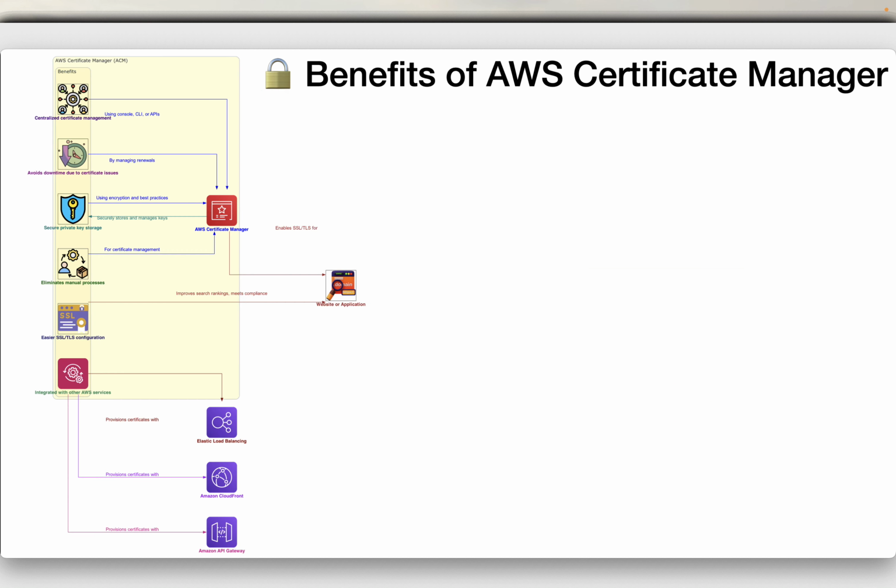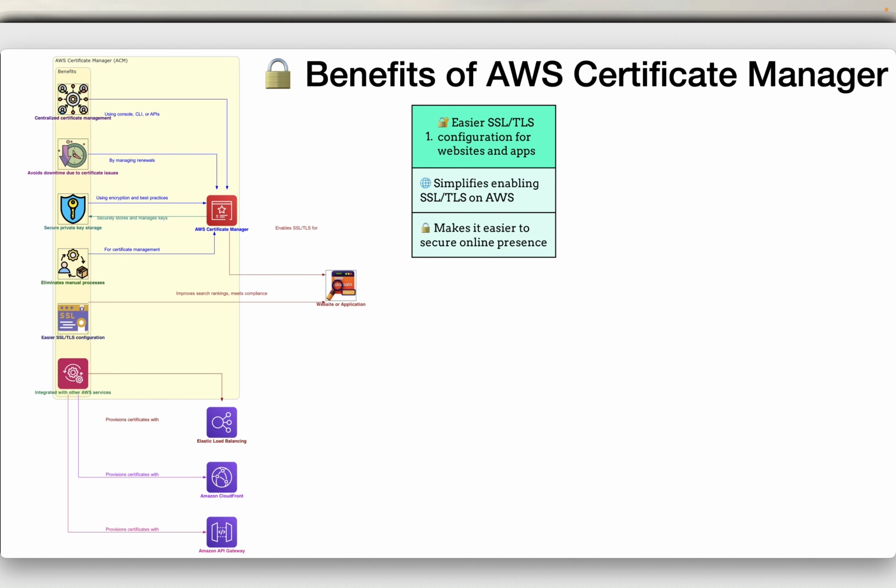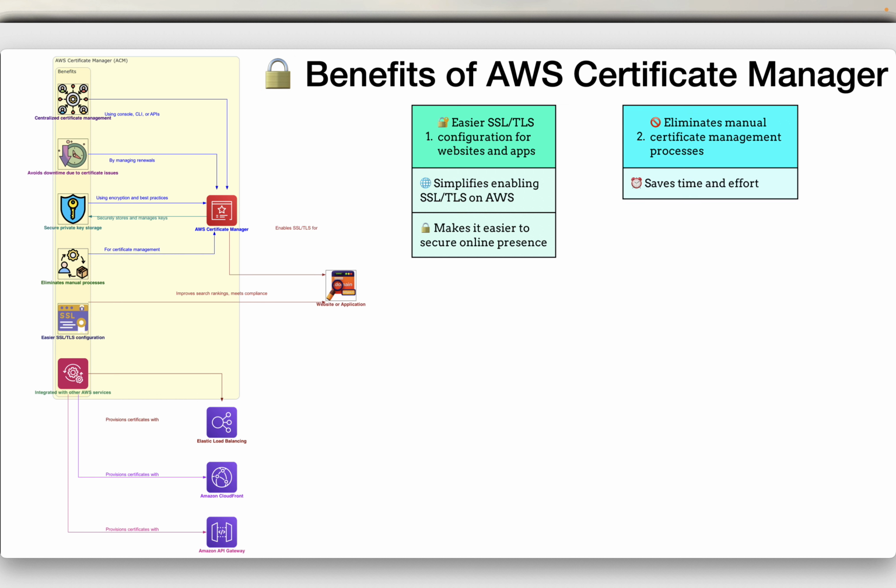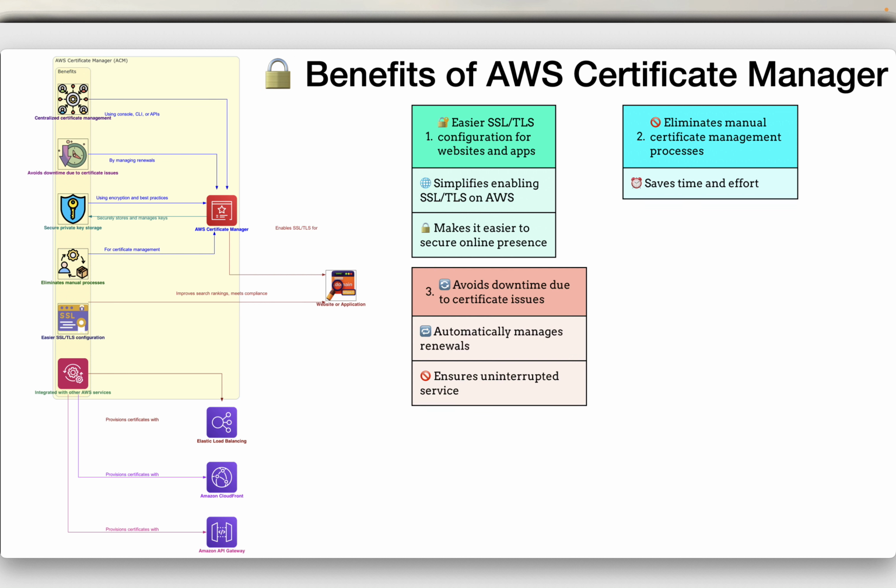Okay, next is benefits of AWS Certificate Manager. First one is ACM simplifies the process of enabling SSL/TLS for websites or applications on the AWS platform, making it easier to secure your online presence. ACM eliminates many of the manual processes previously associated with using and managing SSL/TLS certificates, saving you time and effort.